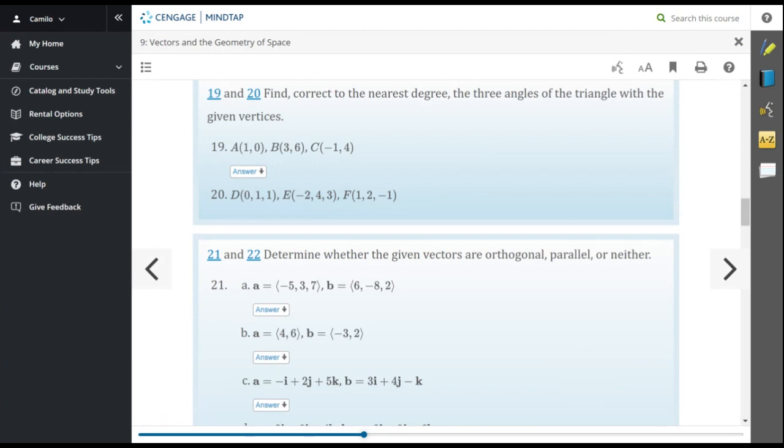Do you guys have trouble with this one? It's a little bit difficult. I'm going to show you how to think about it. They want the angle at each vertex. So that means there's three vectors and the angle between each pair of vectors. So let me show you how to think about this.